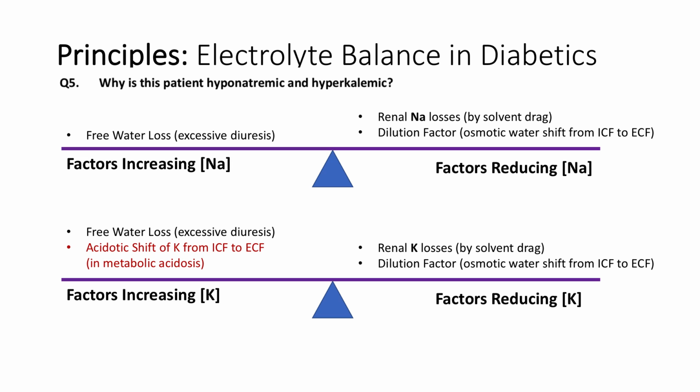Okay, why, Yu Cong? They say the H plus will swap with the K plus. Correct. So the H plus will go into the cell, the K plus will come out, basically because you want to maintain electron neutrality.